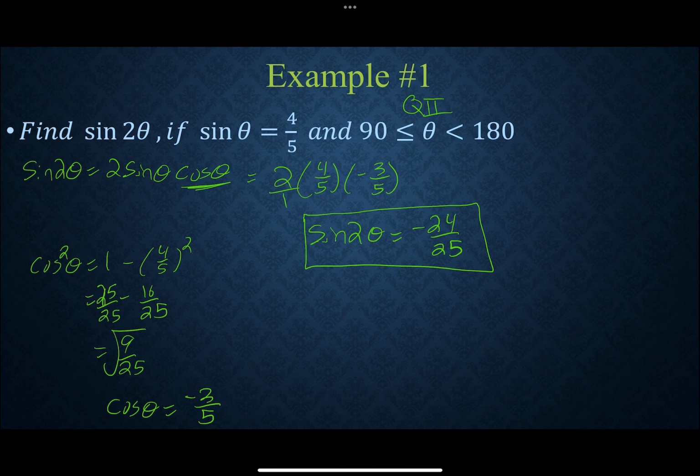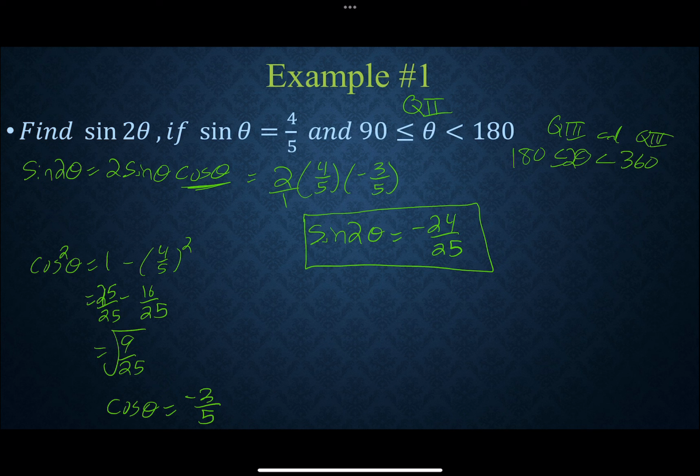Because while yes, theta is in quadrant 2, 2 theta would really be from 180 to 360, which is the combination of quadrant 3 and quadrant 4, both of which sine is negative, so it makes sense it's negative. However, that's not always necessarily going to be the case that the answer is always negative or always positive in both of the two quadrants. So it really depends on the scenario, what's going to happen there.